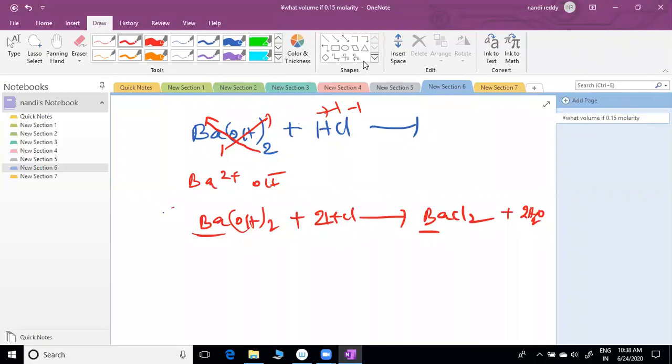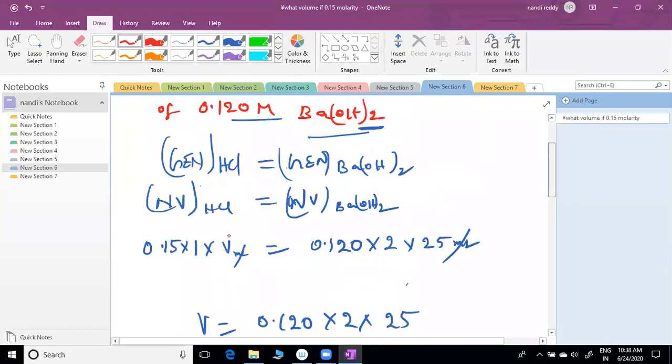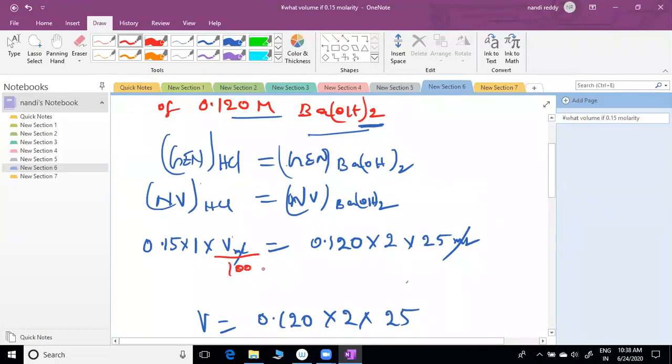Both are in ml. Converting to liters, 1000, no problem. Someone is asking why you didn't convert into liters, sir. Fine, if you want to convert, yes, we can convert. This volume is divided by 1000, and this volume also divided by 1000. Then the 1000 will be cancelled. What is the need of that? If the units are the same, you don't need to convert, they can cancel each other. If you want to convert, you can do that. Nothing is wrong.